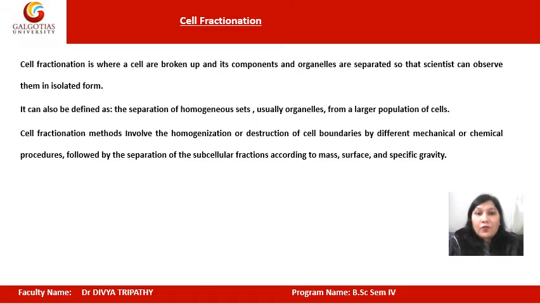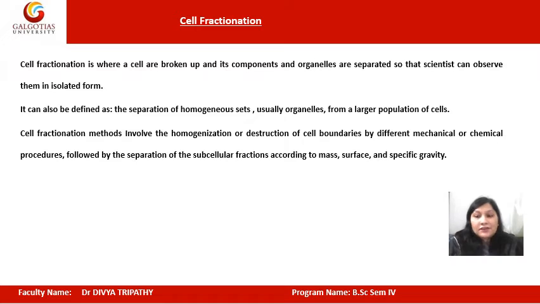So we have to make the homogeneous set of different types of cell organelles, so that the microbiologist or the scientist can study the cell organelles in their isolated form. So cell fractionation can be understood as a process in which a cell is broken up and its components and organelles are separated, so that the scientist can observe them in their isolated form. And this can be defined as the separation of homogeneous sets, usually organelles, from a larger population of cells.